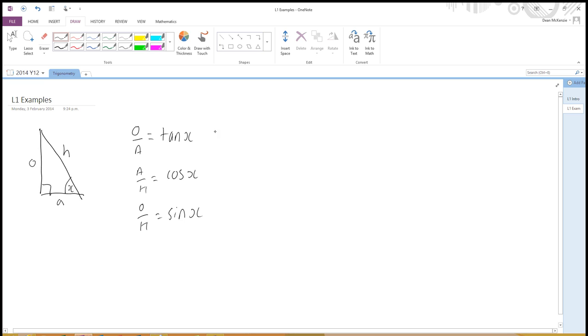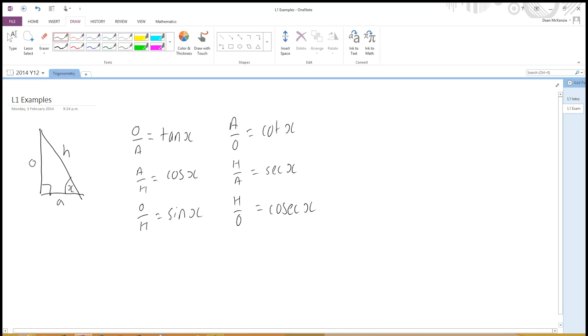There are also other ratios as well, where we could actually reverse each of these ratios, A over O, H over A, and H over O. And this one is called cot x, this one is called sec, short for secant x, and this one is called cosec x. Kind of strange why the sine goes to cosec. You'd think that it would be the other way around. That's how I remember it. It's always the opposite to what I expect. So these are more ratios that we can actually start using when we get further on into trigonometry.